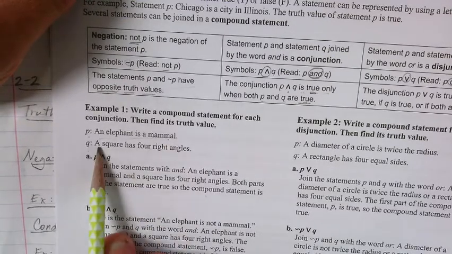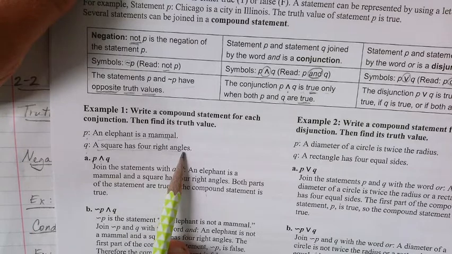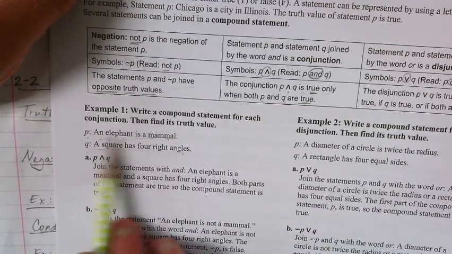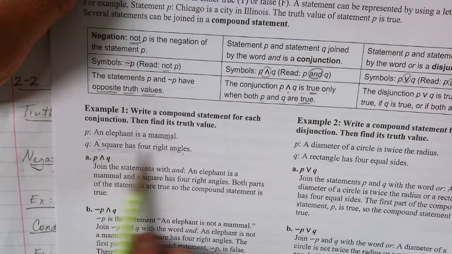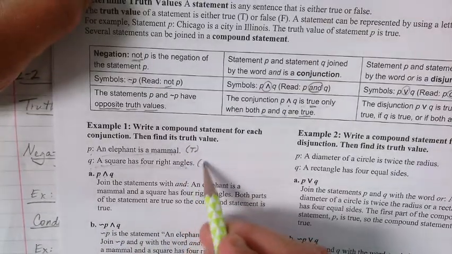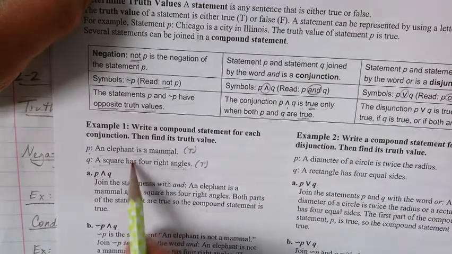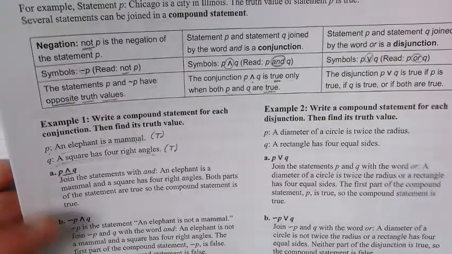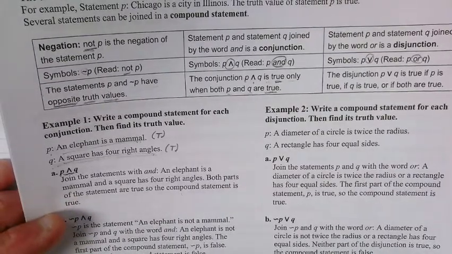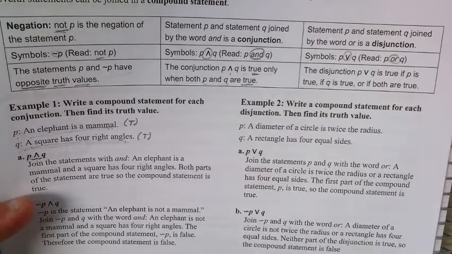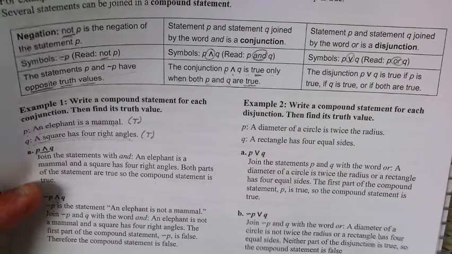Q is a square has 4 right angles. And so if we have P and Q, I'm going to say an elephant is a mammal and a square has 4 right angles. Since both of these statements are true, if I link them with an and, they're also going to be true. So down here, here's a little chart that might help you out to figure this out. If the statements are both true, when we have them linked by an and, it has to be a true statement if both statements are true.